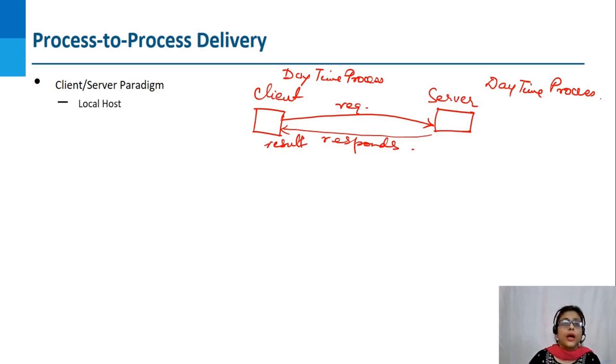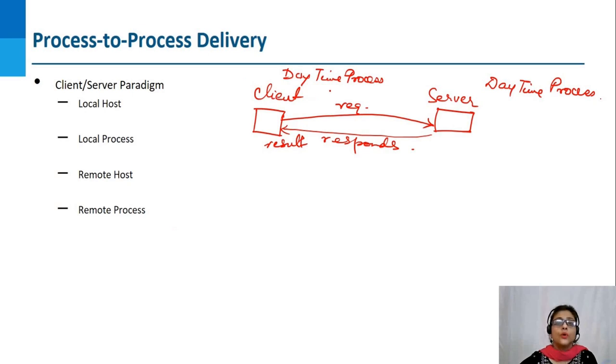So in order to understand client-server paradigm, we must understand four different terms. One is called the local host, second one is the local process, third one is the remote host, and the fourth one is the remote process. The local host is the client, local process is the daytime process, remote host is the server, and remote process is the daytime process at the server end.